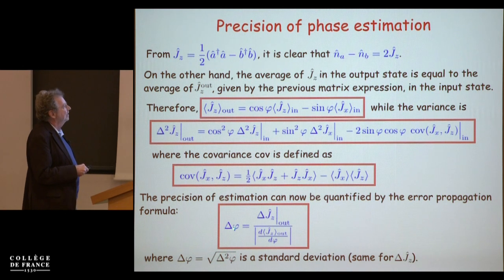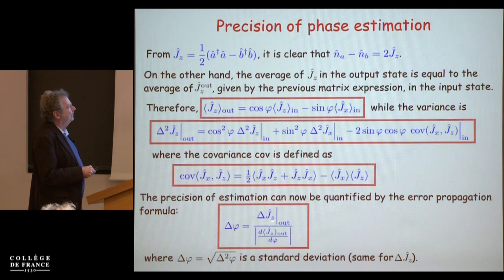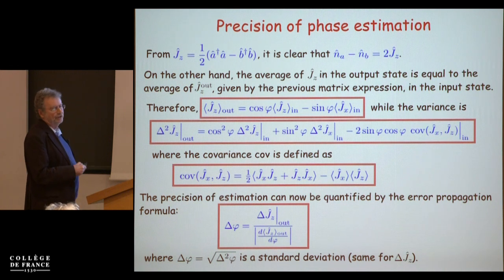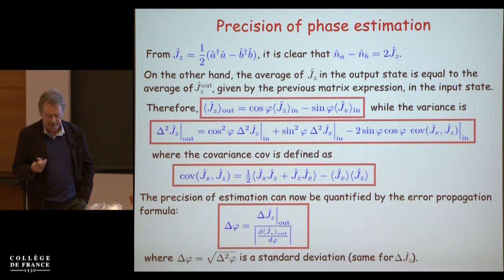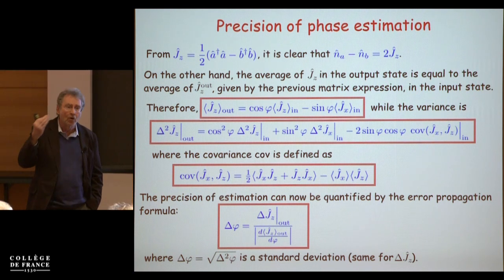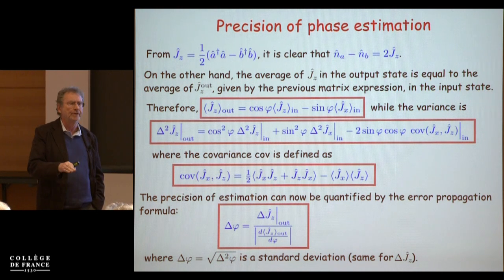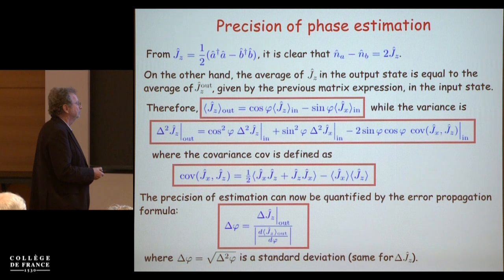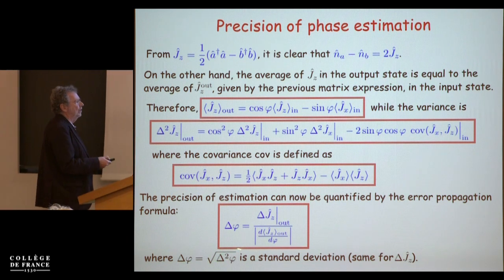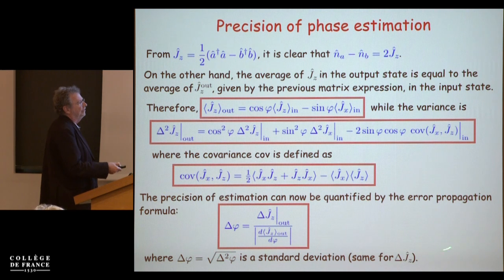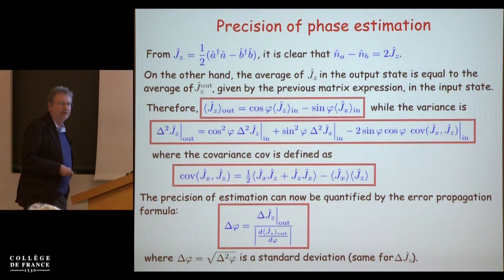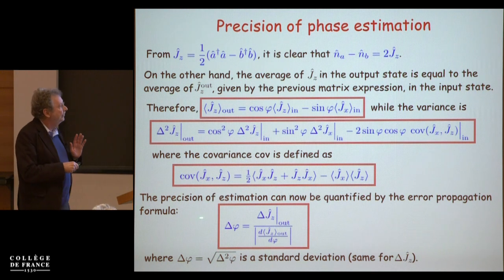And from that, we want to estimate the error, the precision of estimation, through an error propagation formula. So we write then that the uncertainty in phase is given by the variance of Jz divided by the derivative of the average of Jz in the outgoing state with respect to phi. Okay? So for the moment, that's going to give us the precision of estimation. Then later on, I'm going to give you some more general expression which will give you the ultimate precision limit. Okay? Now, delta phi here is just the square root of the variance. It is the standard deviation, and the same for delta Jz. Okay? So that's the basic equation we are going to use.